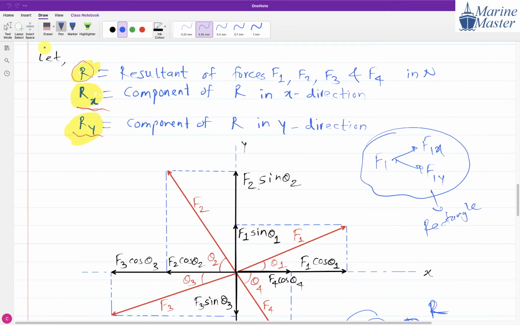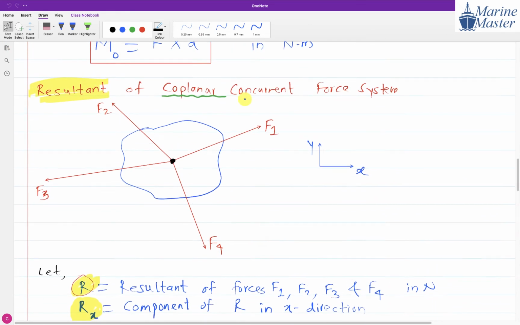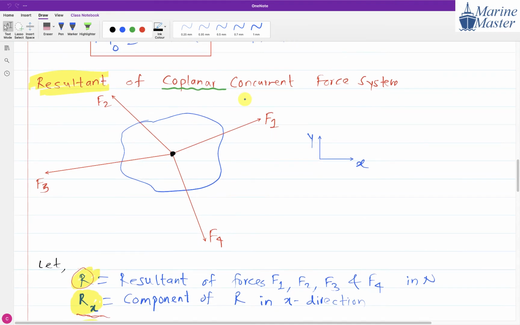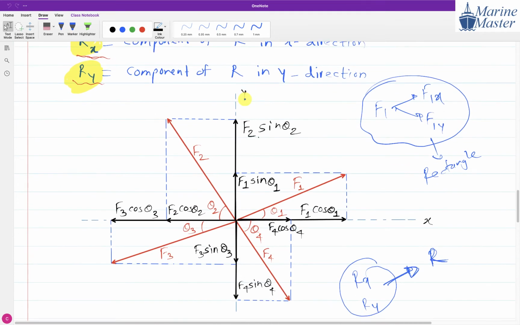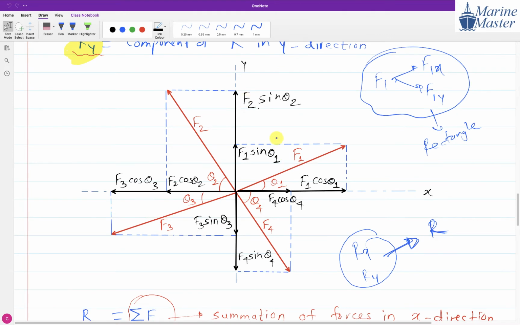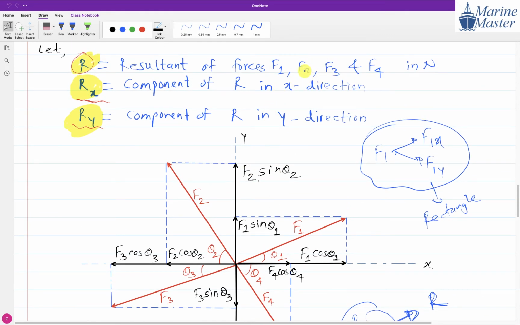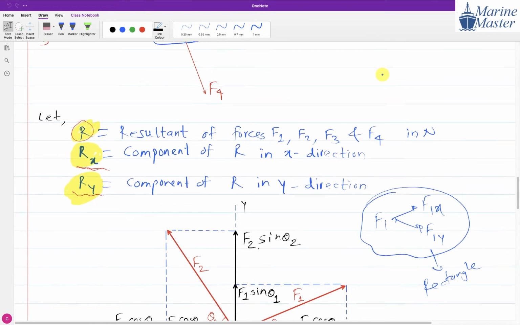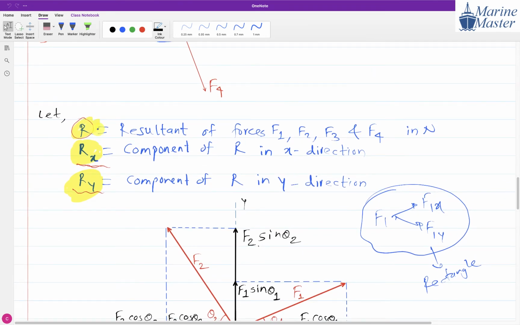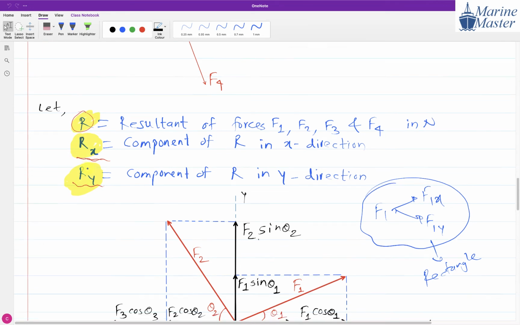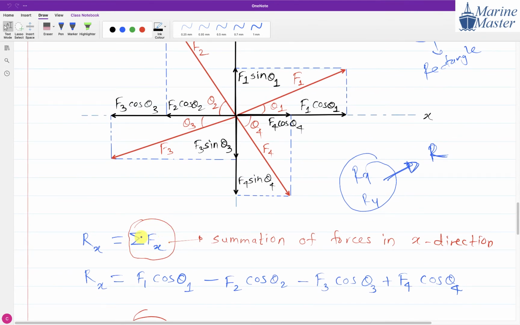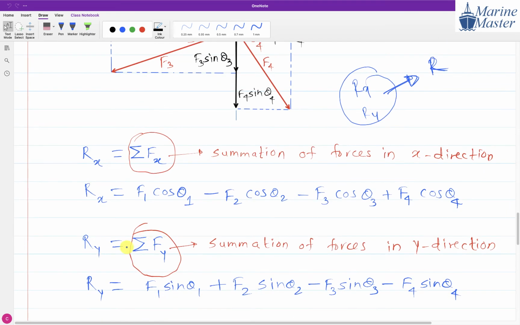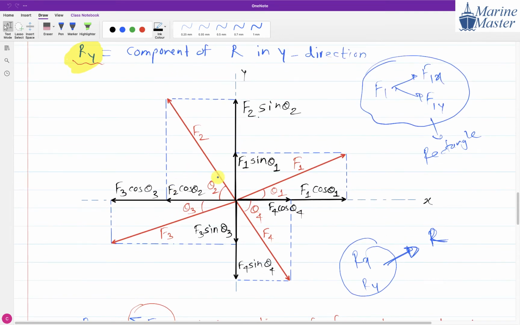Resultant of a coplanar concurrent force system. Whenever we want the resultant of forces, what we did earlier, suppose R is the resultant of four forces, F1, F2, F3, F4. To get the resultant, we need Rx and Ry. Rx means the summation of forces in the x direction, and Ry means the summation of forces in the y direction. But here R means the resultant of four forces.